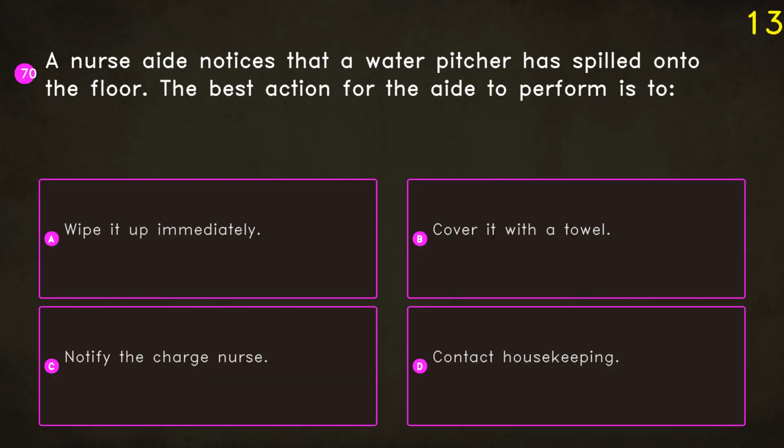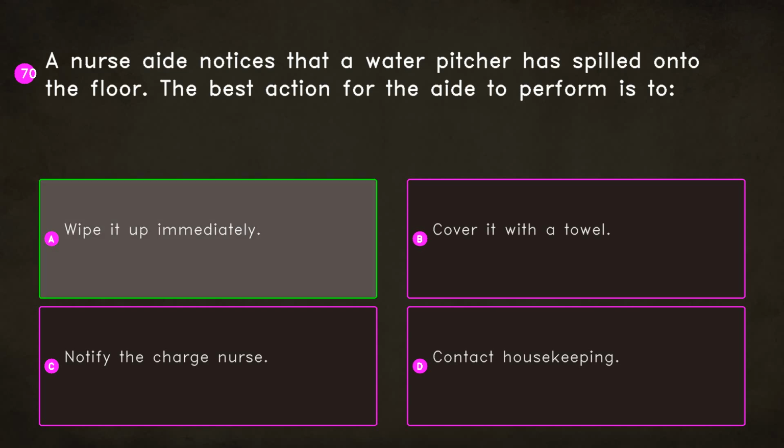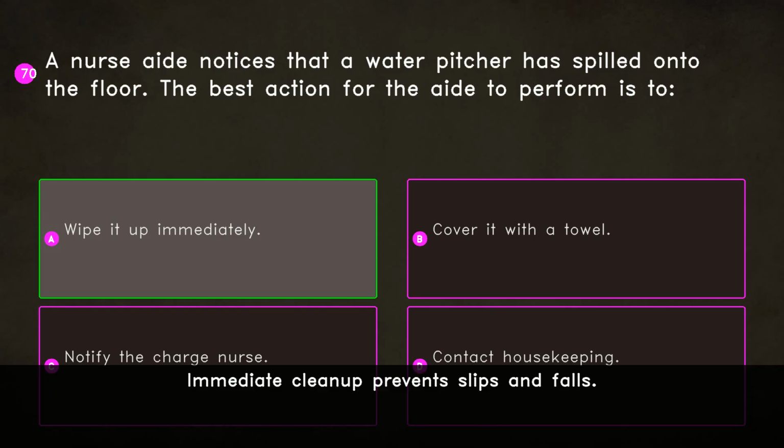Question 70. A nurse aide notices that a water pitcher has spilled onto the floor. The best action for the aide to perform is to: A. Wipe it up immediately. B. Cover it with a towel. C. Notify the charge nurse. D. Contact housekeeping. The correct answer is wipe it up immediately. Immediate cleanup prevents slips and falls.